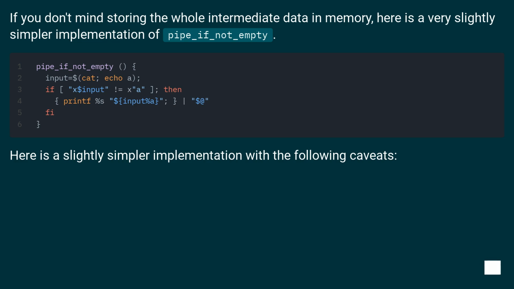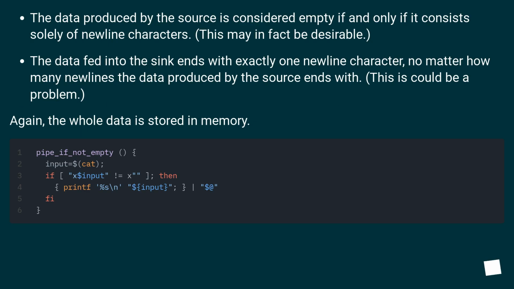If you don't mind storing the whole intermediate data in memory, here is a very slightly simpler implementation of pipe_if_not_empty. Here is a slightly simpler implementation with the following caveats. The data produced by the source is considered empty if and only if it consists solely of newline characters. This may, in fact, be desirable.